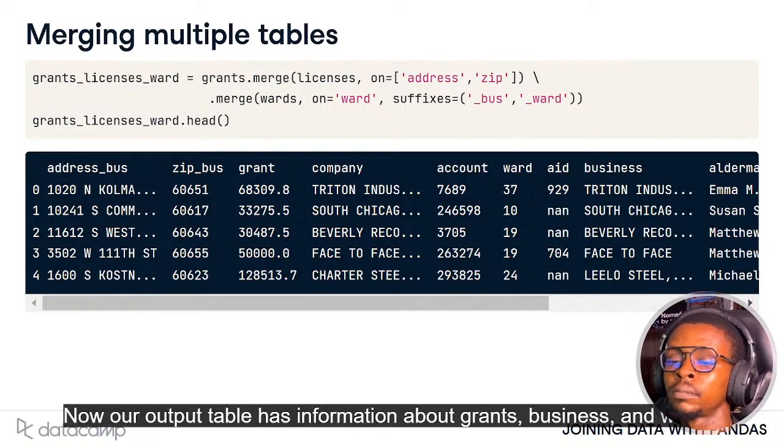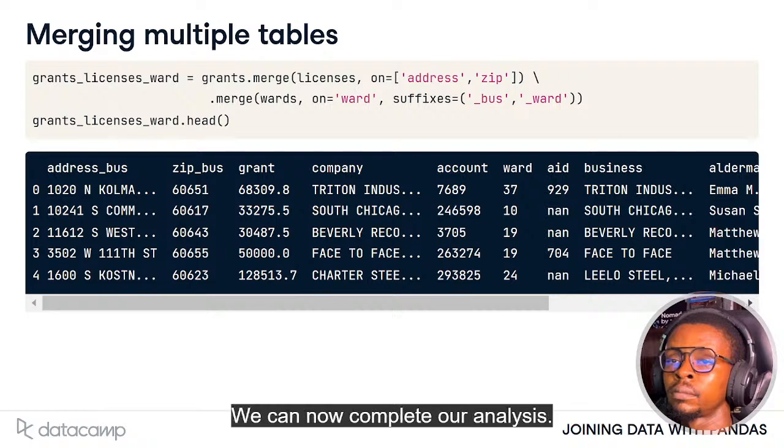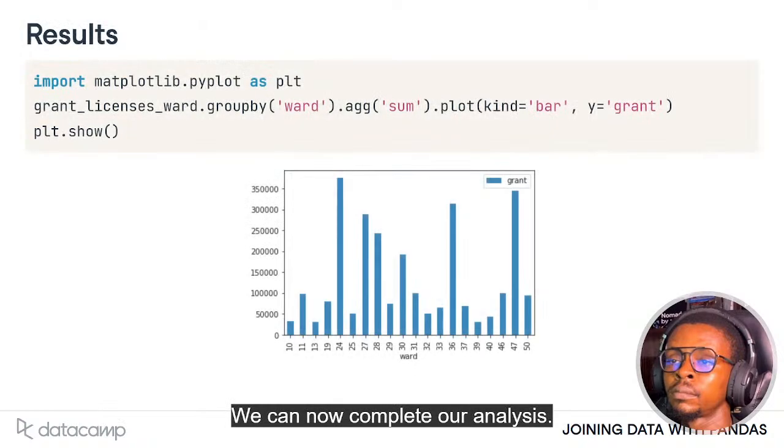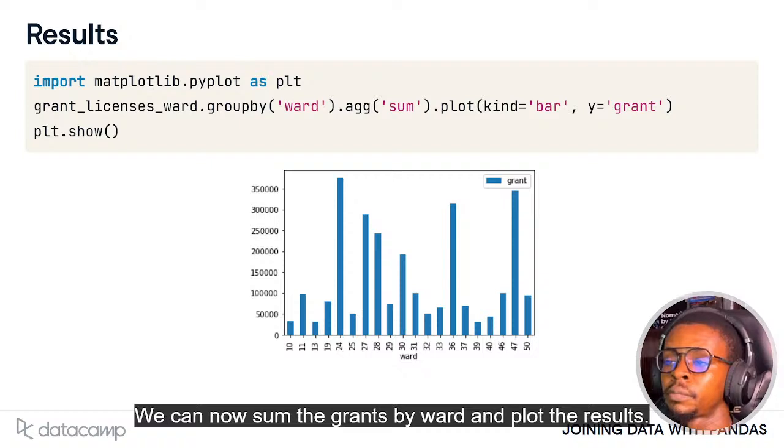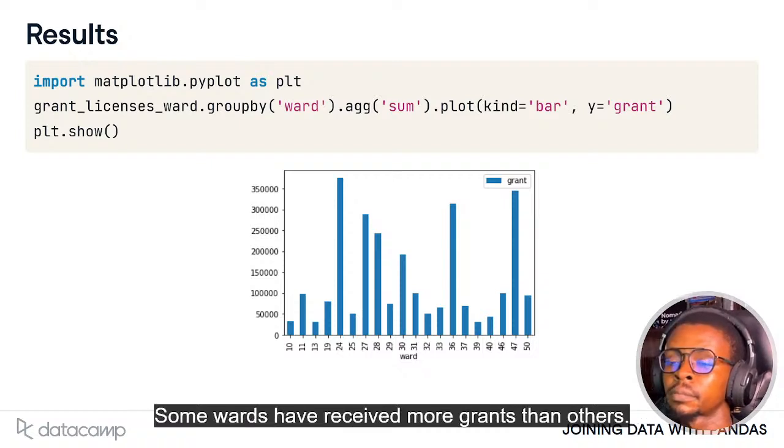Now our output table has information about grants, businesses, and wards. We can now complete our analysis. We can now sum the grants by ward and plot the results. Some wards have received more grants than others.